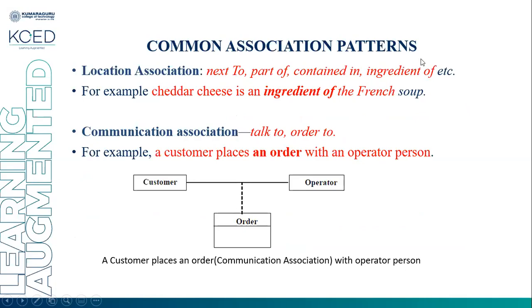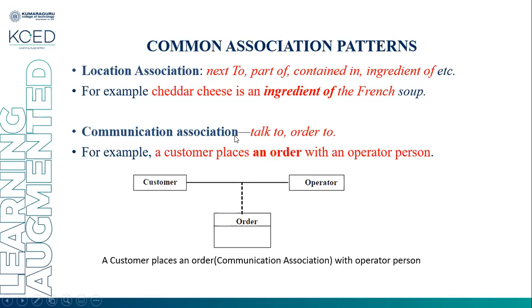Common association patterns. Association patterns are of two types: one is location association, another is communication association. Location association: part of, contained in, ingredient of are location associations. For example, cheddar cheese is an ingredient of French soup. This is known as a location association. So where is the cheddar cheese? It is an ingredient of French soup. So this is a location association.